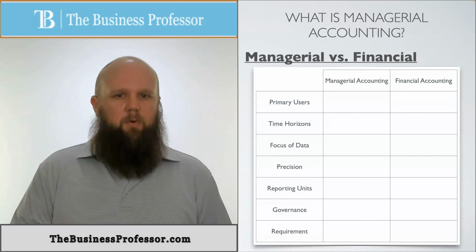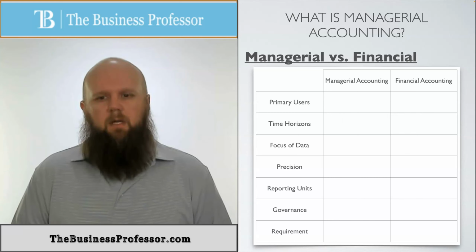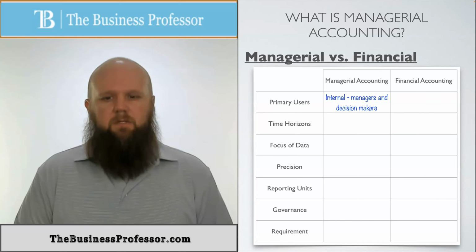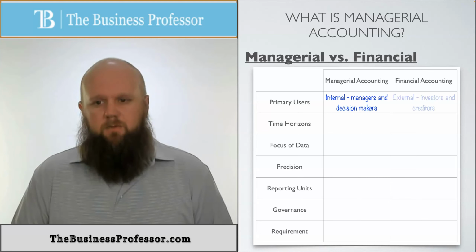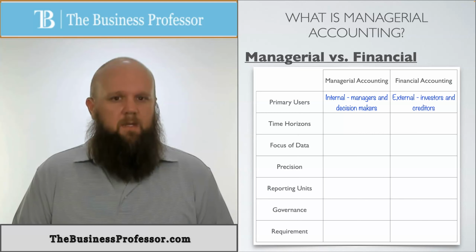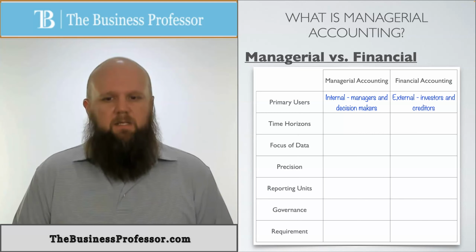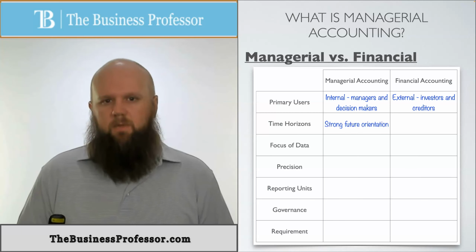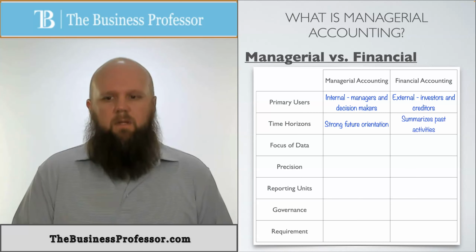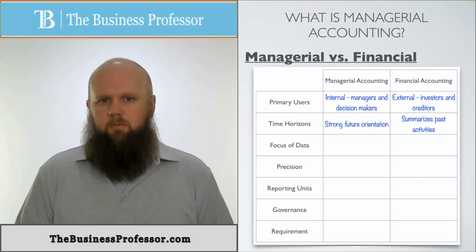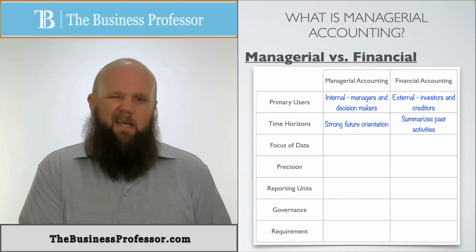If we're looking at it from the primary user standpoint, then managerial accounting is more focused on the internal users. We're talking about the managers and the decision makers. Whereas financial accounting is more dealing with the external users, or the investors or the creditors. Now, on the time horizon front, managerial accounting tends to be very strongly future oriented. So we're looking at things that we are planning on doing in the future. Whereas in financial accounting, we're dealing more with past activity. So we're summarizing and reporting what we've done in the past, typically the past year.